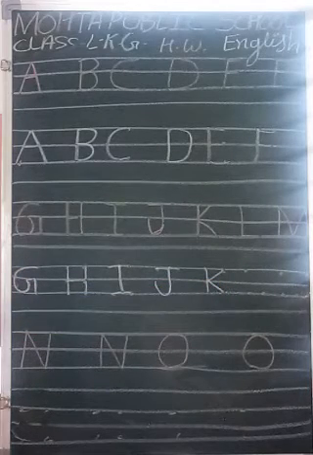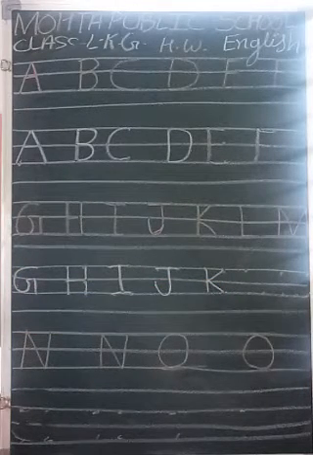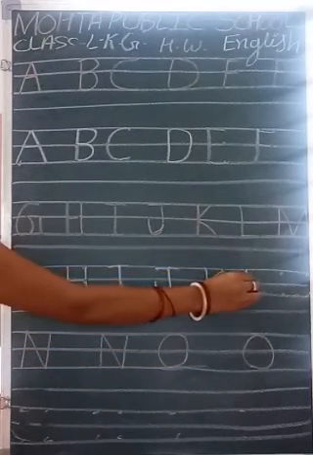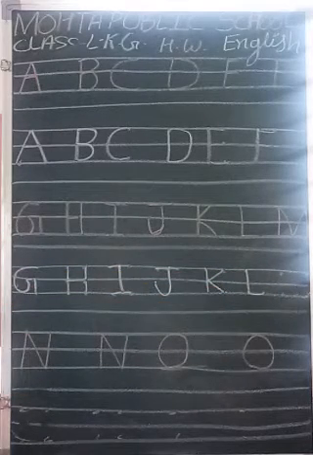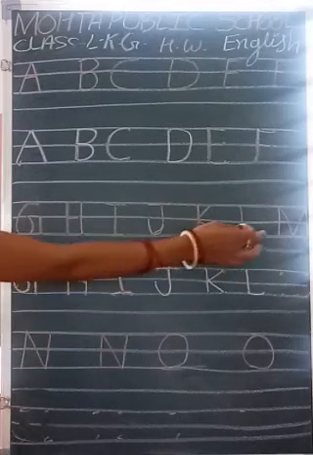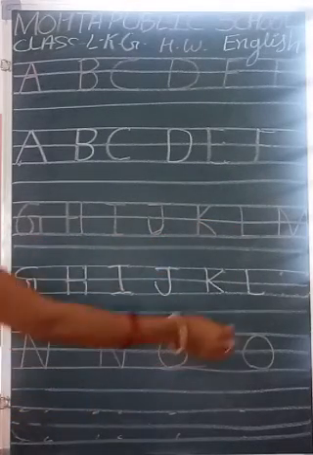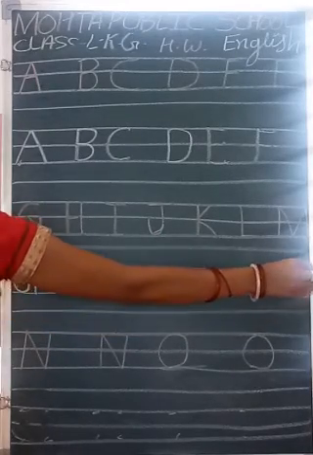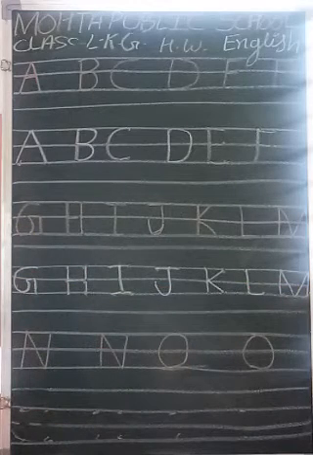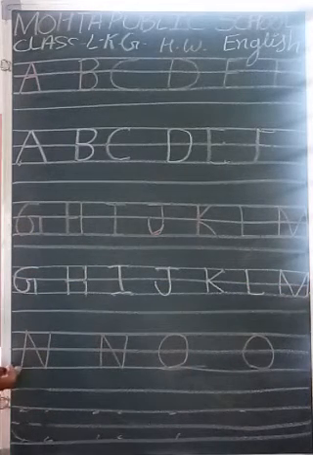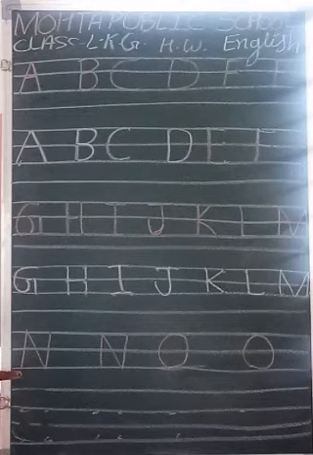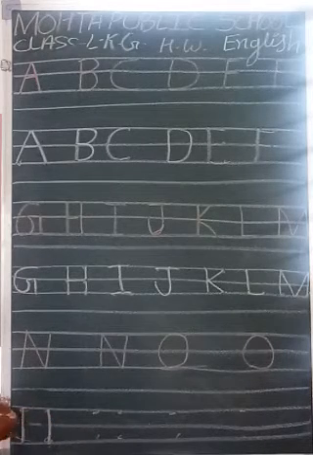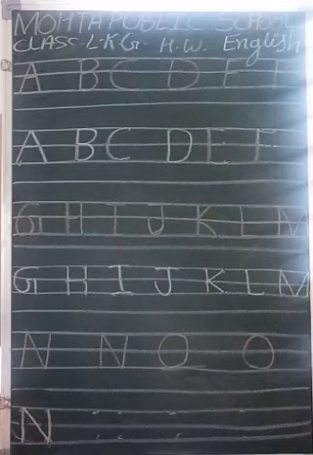K for kite. Mango. How you can write? Standing line, standing line, and we will match this line. M for mango. After M for mango, M for nest. How you can write? Standing line, in front also standing line, and we will match up to down like this.